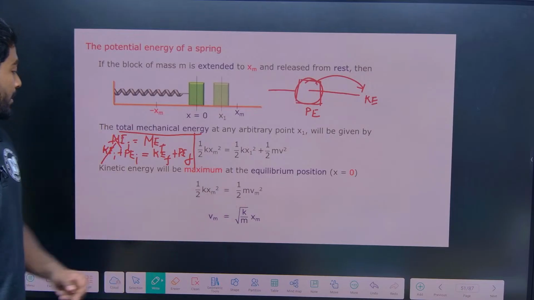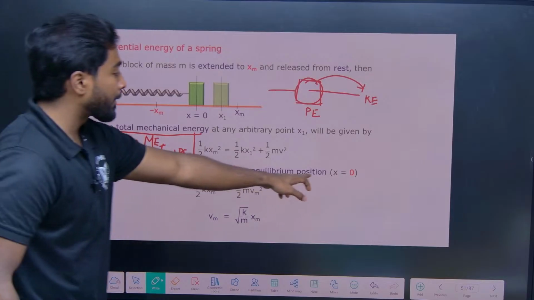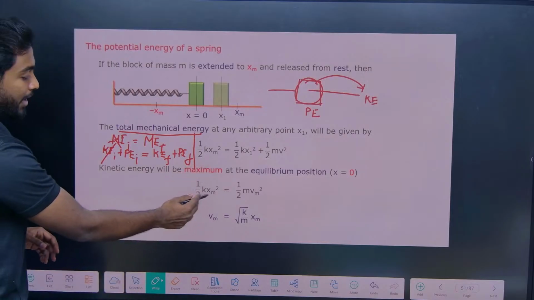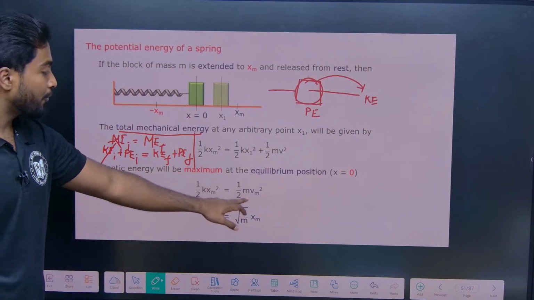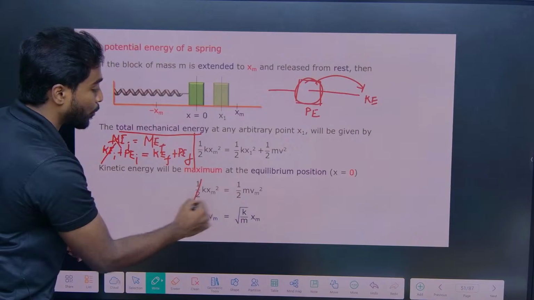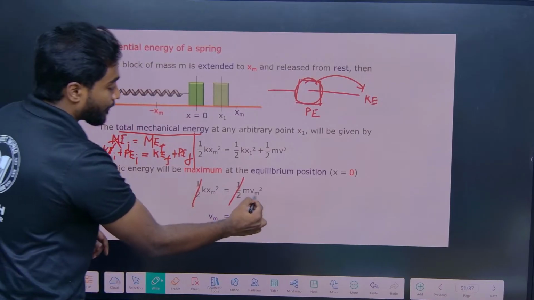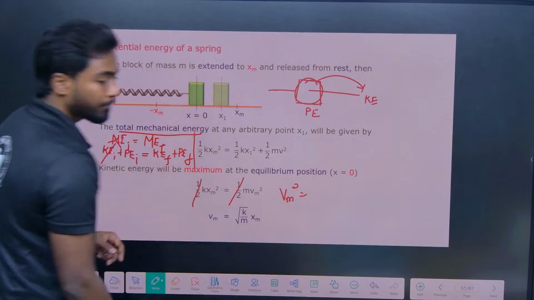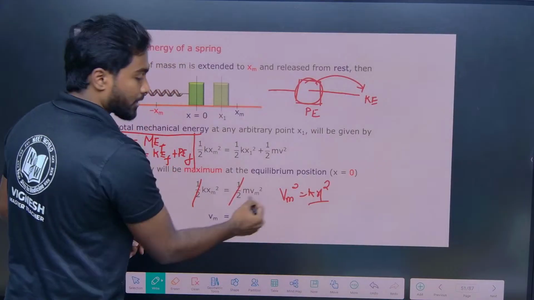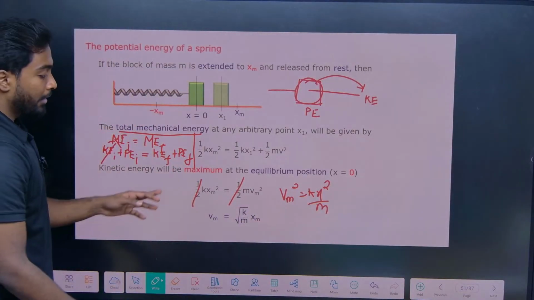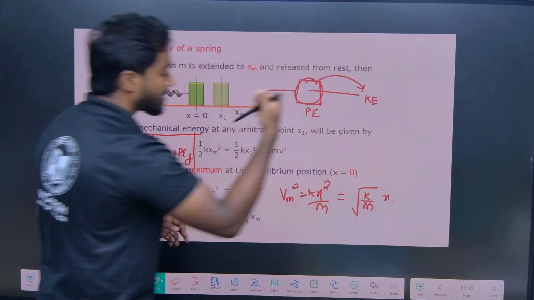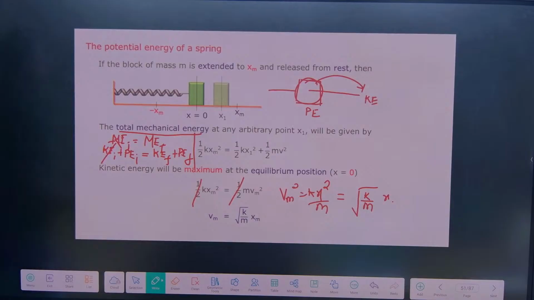Kinetic energy will be maximum at the equilibrium position, that is x equals 0. So if x equals 0, half kx square will be equal to half mv square. The half will get cancelled, and so v max square will be equal to kx square by m. If I take the square root of that, root of k by m into x, so this is my velocity. Okay, take it down.